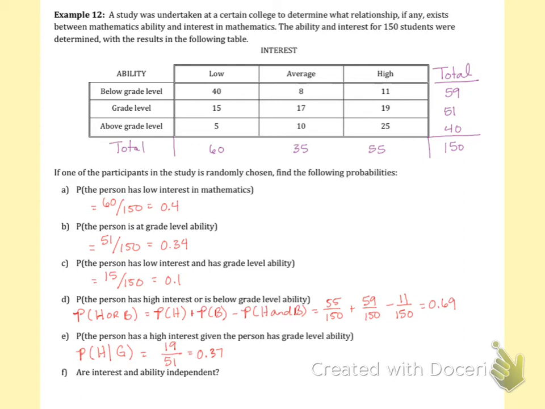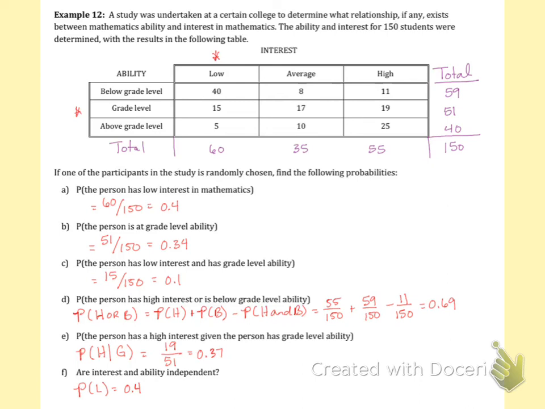The only time that we're going to get a little bit worried is if we do this whole calculation and we find that there is independence, then we have to keep going and show that there is independence between every event. But let's see what happens. So let's just choose one from each. I'm going to choose low interest, and I'm going to choose grade level ability. Between those two, I'm just going to pick one. So I'm going to pick, what is the probability that they have low interest? Well, we found that in part A. It's 0.4.